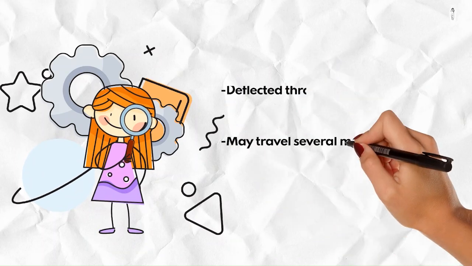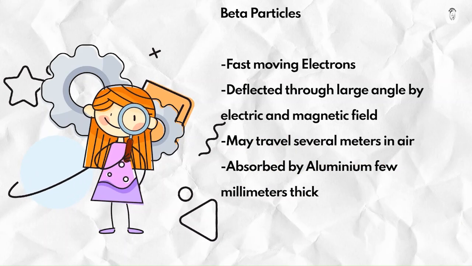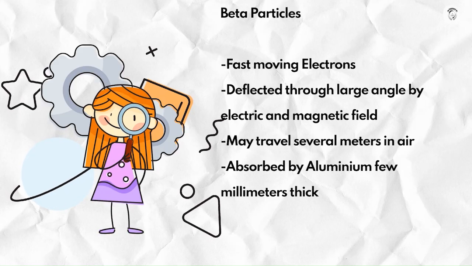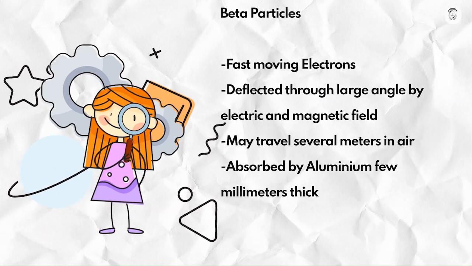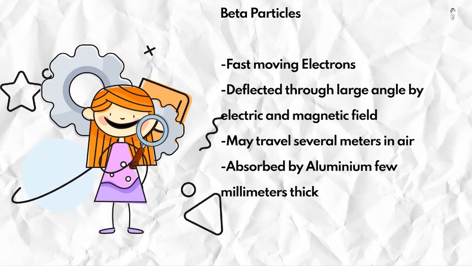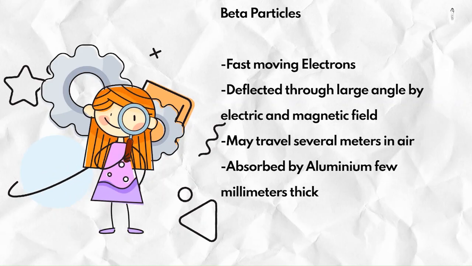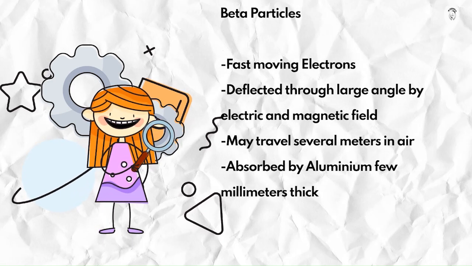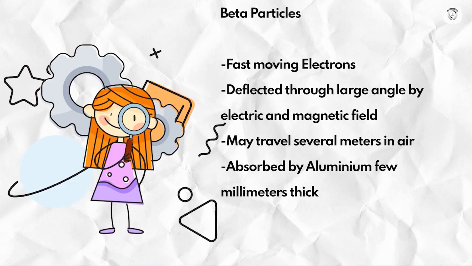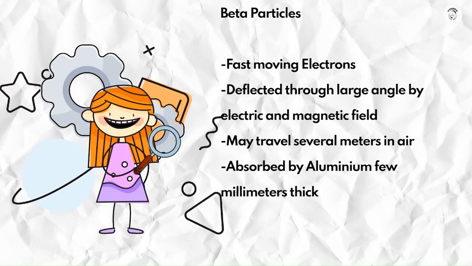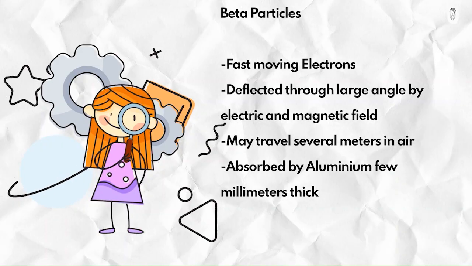Then come the beta particles. What are beta particles? Beta particles are fast-moving electrons. Unlike alpha particles, they are deflected through large angles by electric and magnetic fields. They travel several meters in air, and they are absorbed by aluminium a few millimeters thick. So remember these features about beta particles. They are absorbed by aluminium a few millimeters thick, and they travel several meters in air.